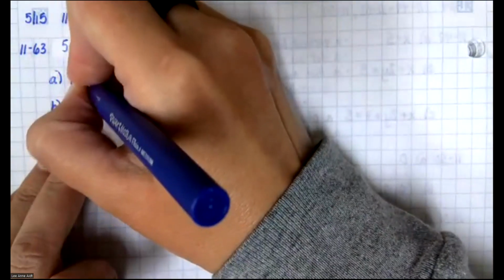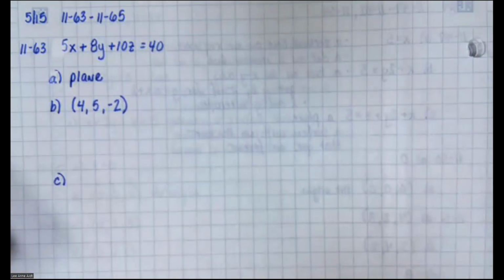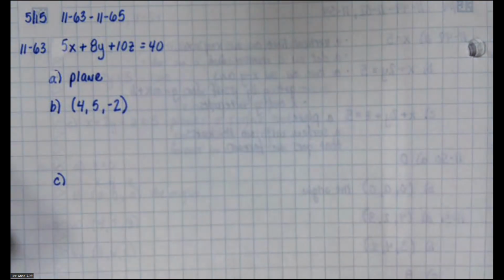Explain how you decided. Mrs. Talbot spoiler-alerted it yesterday, but that's all right. So this is a plane. We defined a plane yesterday. It is a flat surface that goes on forever with no thickness. Okay. I just love that answer. Look at how much I wrote there. So good.